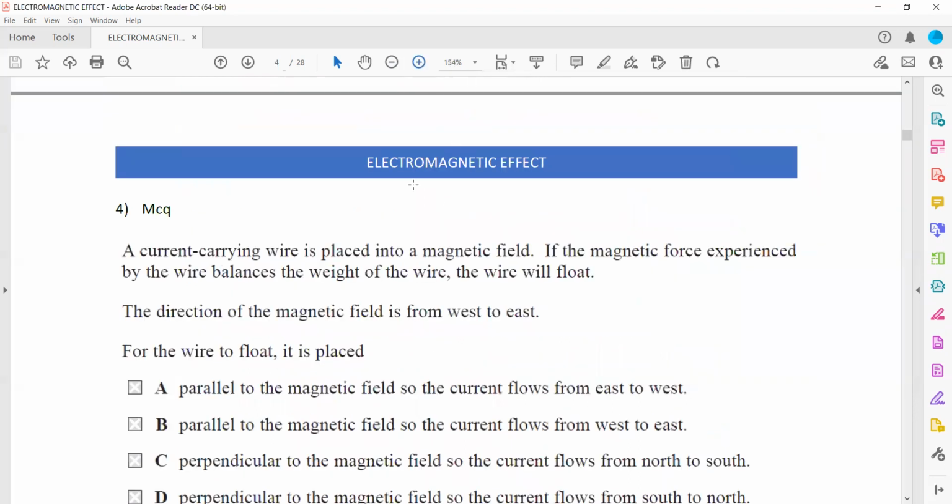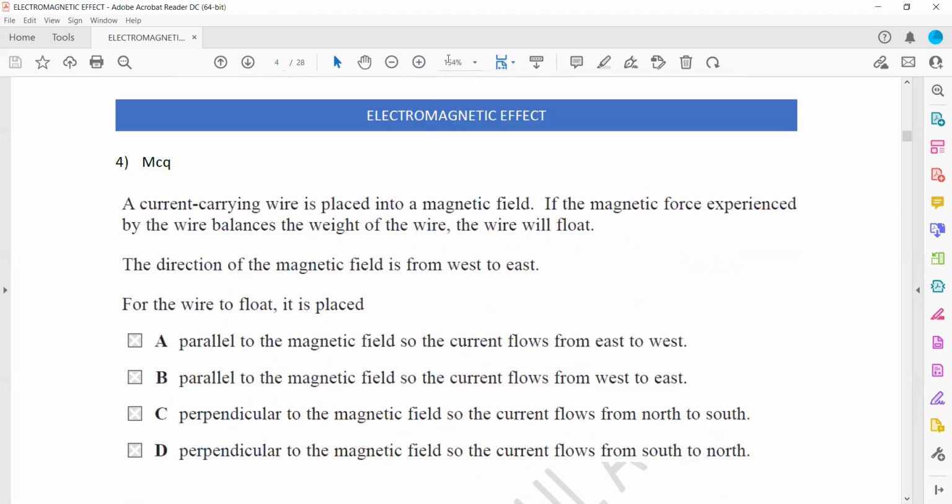Then in question 4, a current-carrying conductor is placed in a magnetic field. If the magnetic force experienced by the wire balances the weight, the wire will float. The direction of the magnetic field is from west to east. For the wire to float, first thing: if the wire is placed parallel to the magnetic field, it won't experience any force. So options A and B are totally wrong. The wire must be perpendicular.